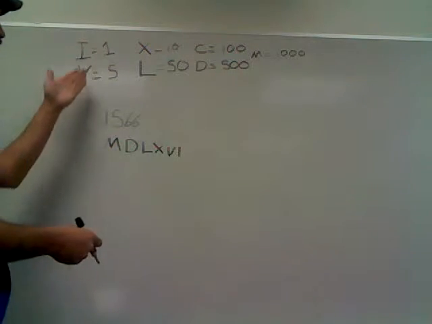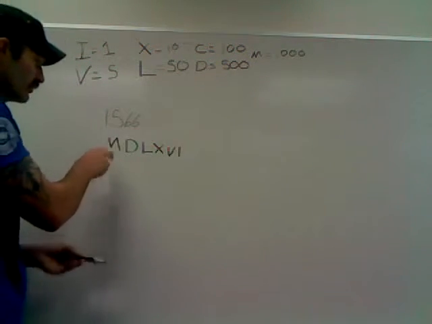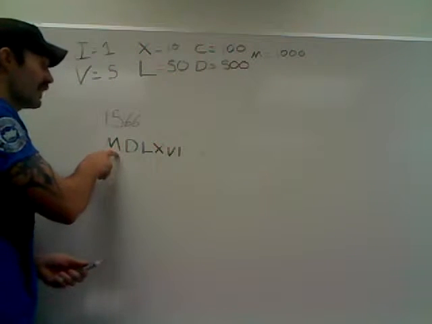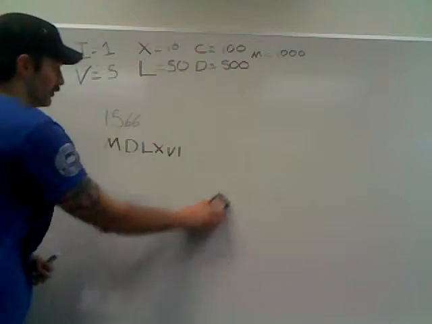If you're writing any number, you use the base 7 numbers. Always make sure that your first number is the highest. Start with the highest and work your way left to right to the lowest.